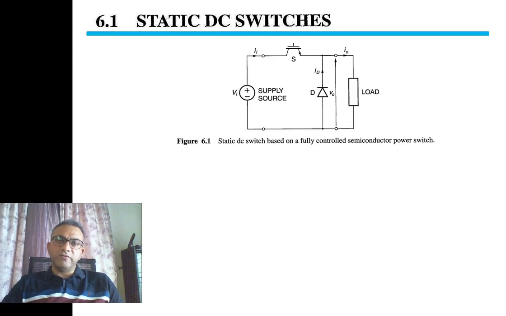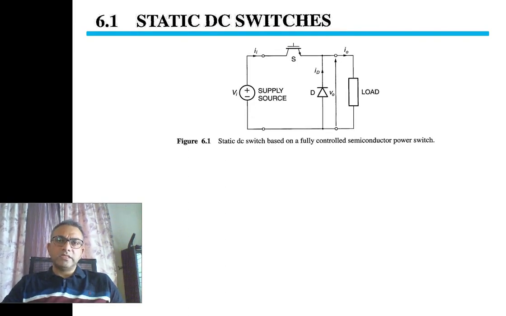Then we have a freewheeling diode. We will come to the operation of the freewheeling diode and its importance after we discuss the load. Then after the freewheeling diode, we can see the load. The load can be resistive load, the load can be RL load, or it can be RLC load. The current flowing into the load is represented by I naught or I output.